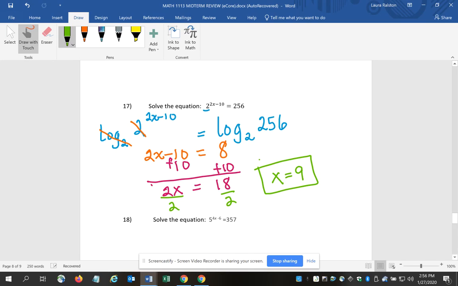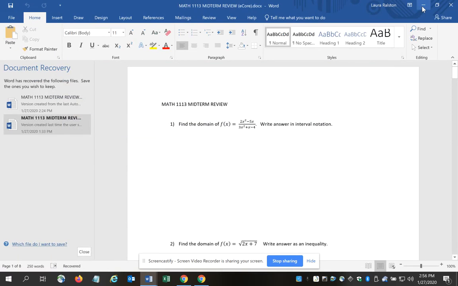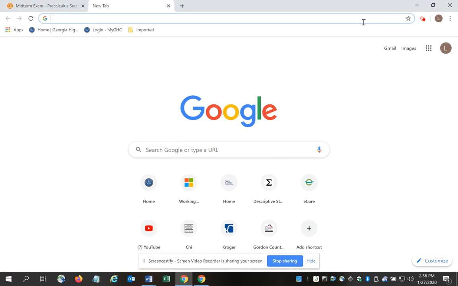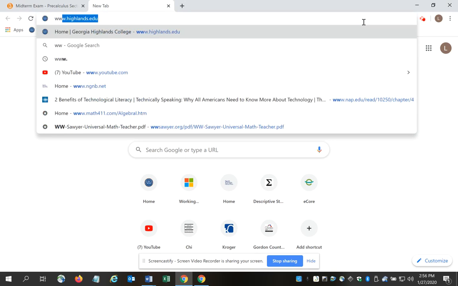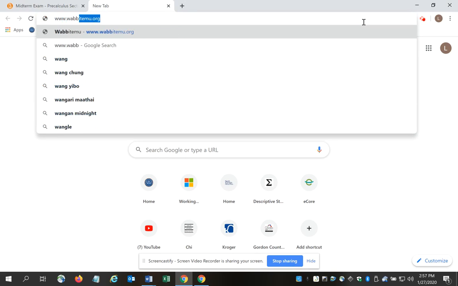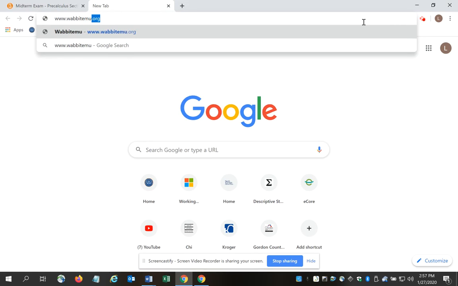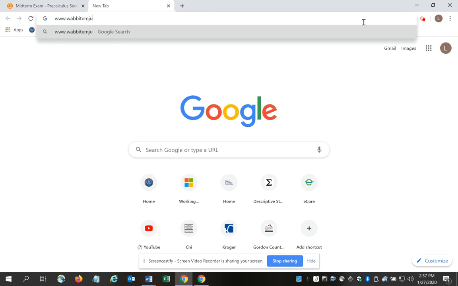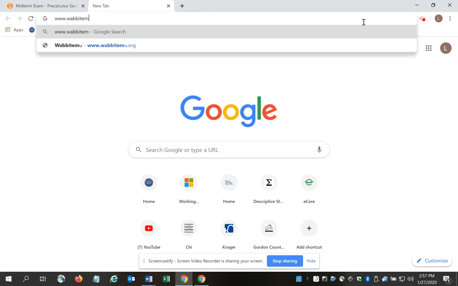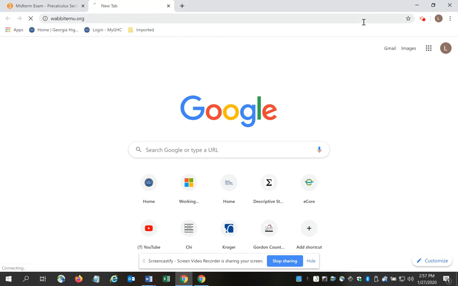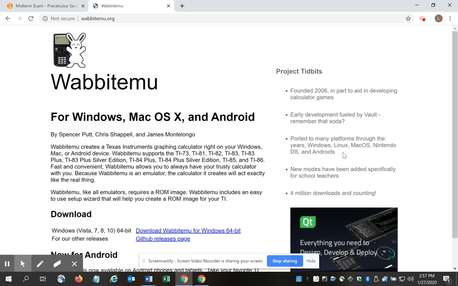There's your answer. Now that one worked out rather nicely, because it was a kind of a perfect square. So I'm going to pull up the calculator so we can take a look at it.